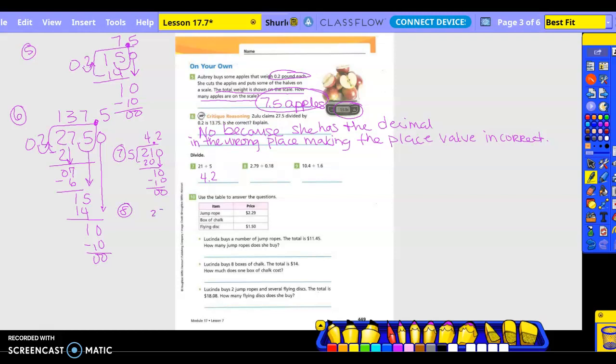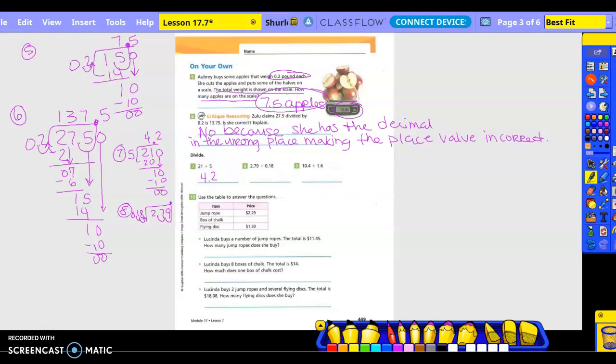Number 8. I have 2 and 7900 divided by 1800. What do I need to do first? Move the decimal 2 places. What I do in the divisor, I do in the dividend. Bring the decimal straight up.